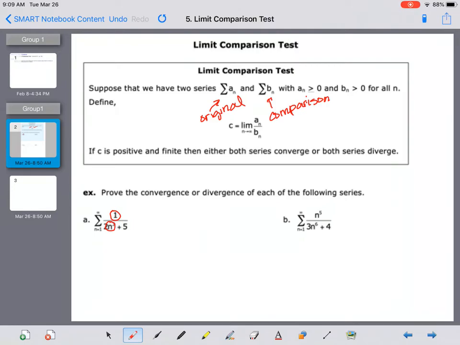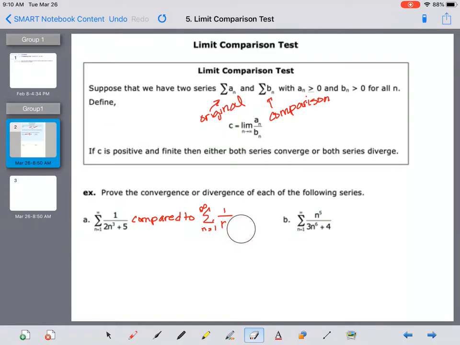So one thing we always want to do here is determine what we're going to compare it to. What we're going to do is take away all the fluff. So we're going to take away that 5 and we're going to take away that 2 and write a series without those two values. So I'm going to compare it to 1 over n cubed. Like I said before, we're getting rid of the 2 in front, fluff. We're getting rid of that plus 5, fluff.